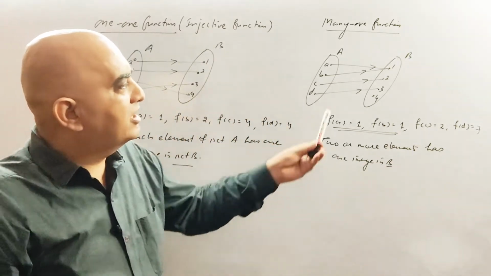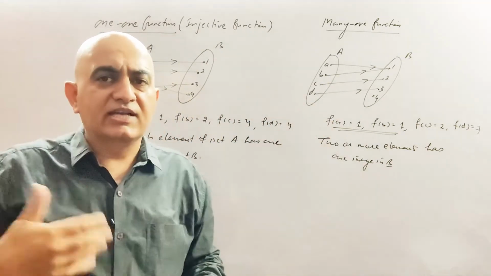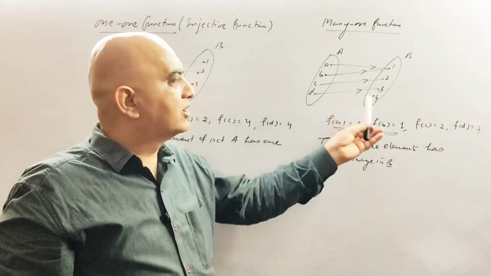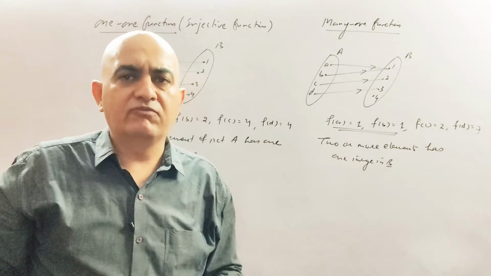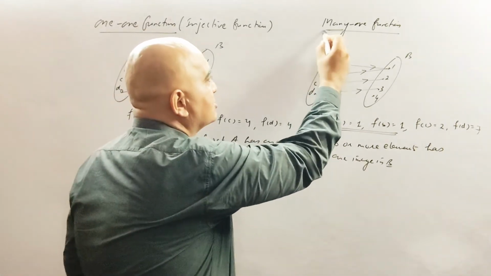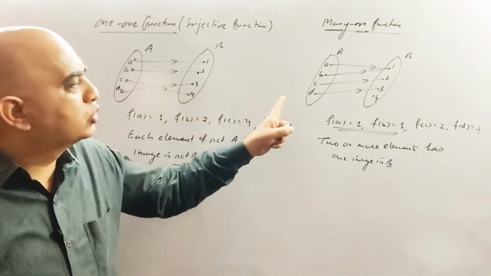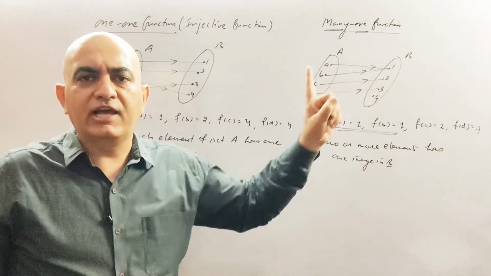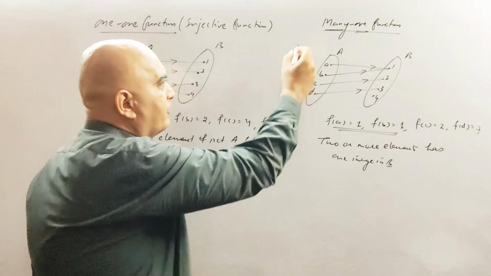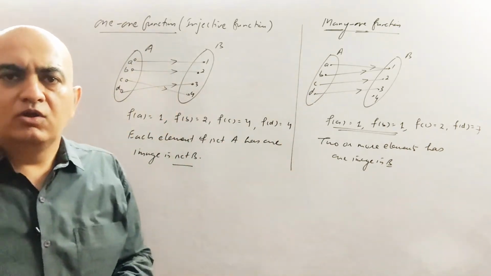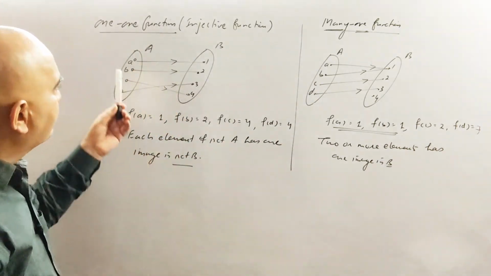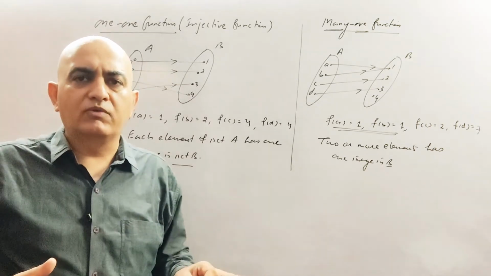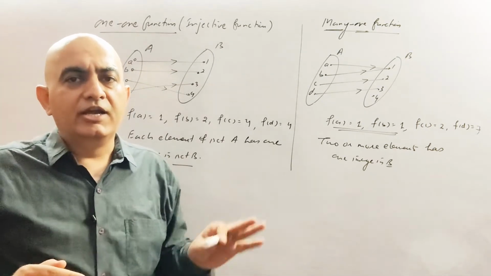If two or more elements of set A form a single image in set B, then what do we call this type of function? Many-one functions. Many has a relation with one, right? So two or more elements of set A connected with one element of set B, such kind of functions are said to be many-one functions, right? So if any function is not one-one, then you have to say it is a many-one function.